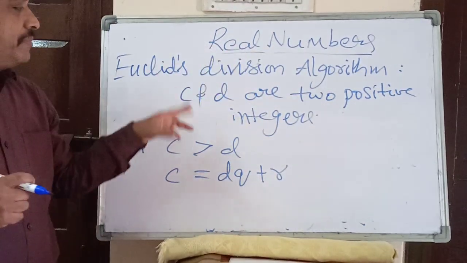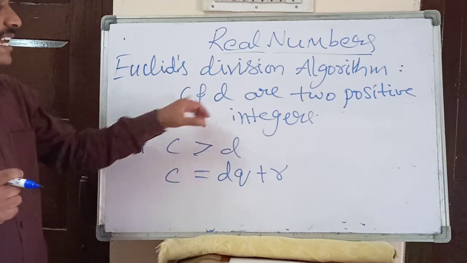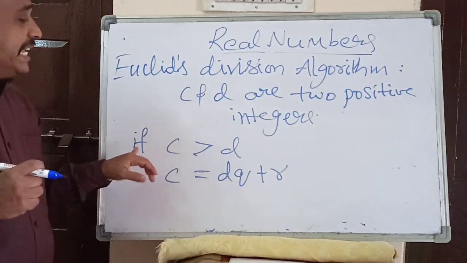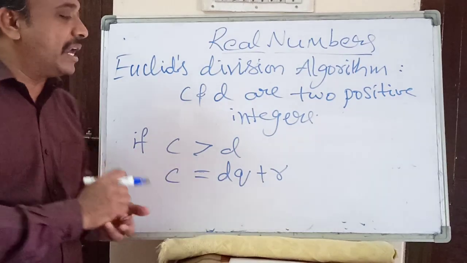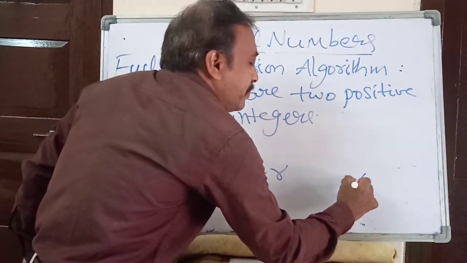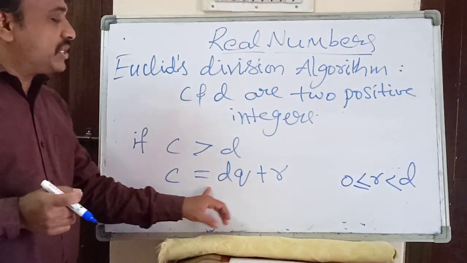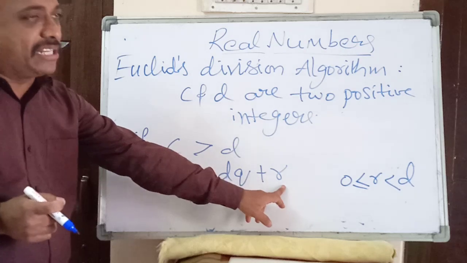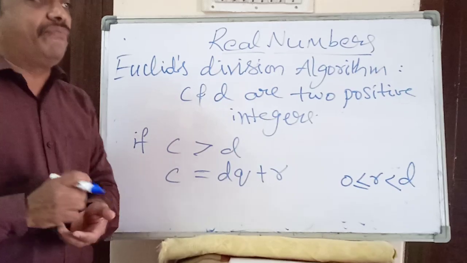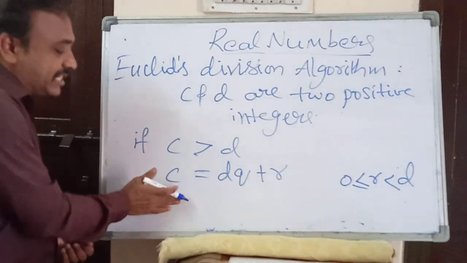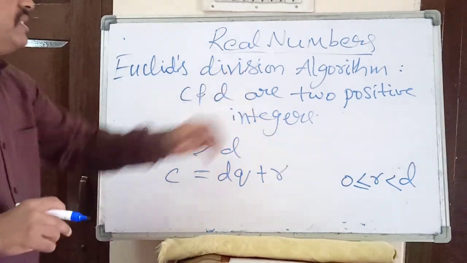We use Euclid's division algorithm to find the HCF of two positive integers. That is, C and D are two positive integers. If C is greater than D, then C can be expressed as C equals DQ plus R, where the remainder lies between 0 and the divisor. Here the divisor is D. If in this step you get the remainder as 0, then that divisor itself is the HCF. If not, you need to continue to further steps, and this divisor D will become the dividend. This is Euclid's division algorithm.